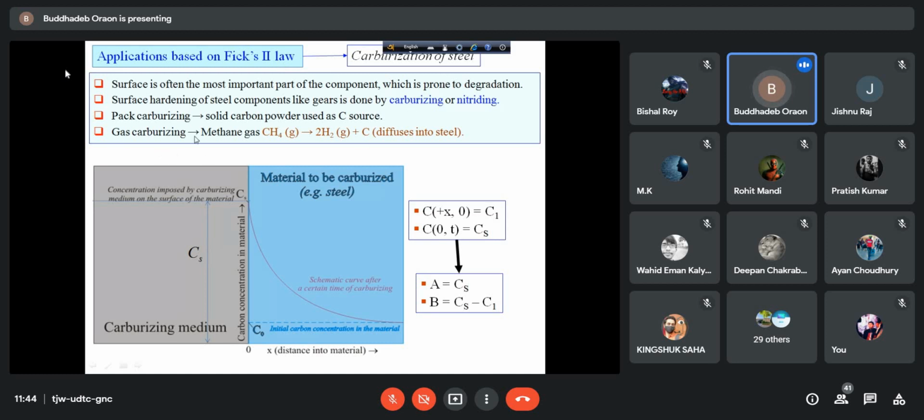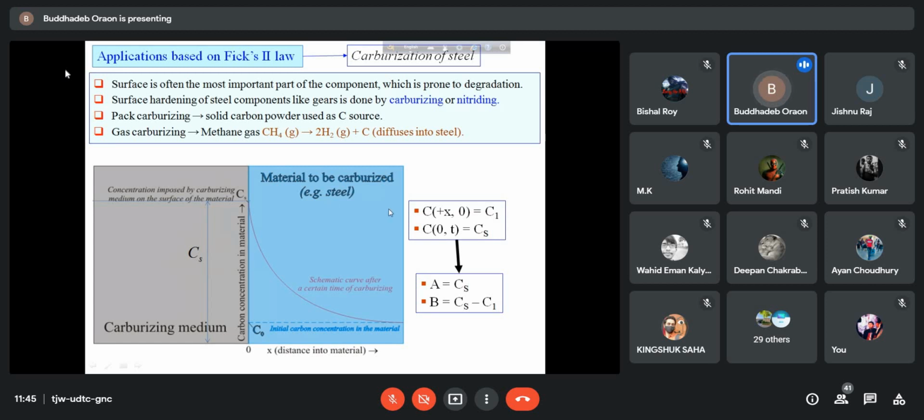And gas carburization or pack carburization, different types of carburization processes are there, where basically we try to deposit carbon atoms on the surface, and thereby we try to form a compound on the surface which is called cemented carbide. So the surface becomes very hard. So the carburization of steel. Now if this is the process, let us explain this diagram first.